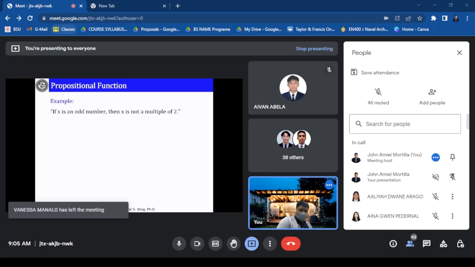If x is an odd number, then x is not a multiple of 2. Okay, na-answer na? If x is an odd number, then x is not a multiple of 2.